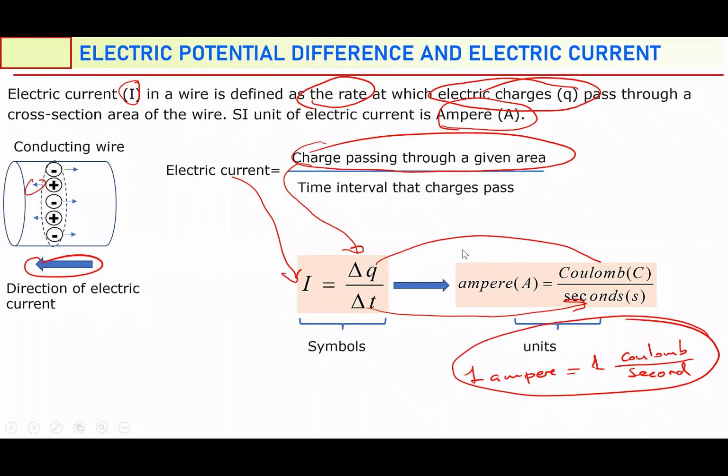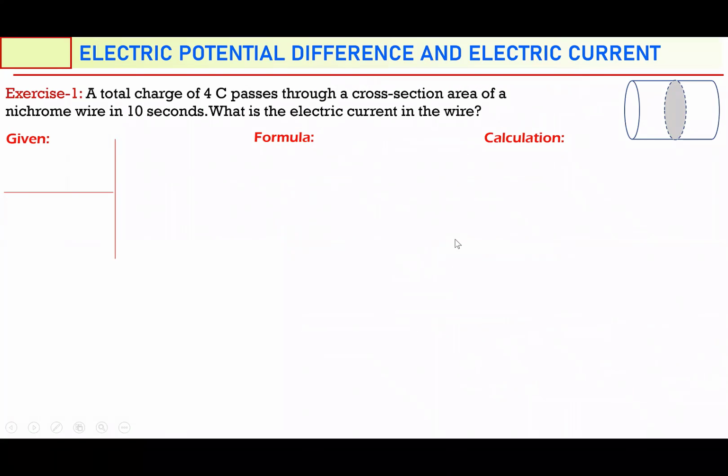Now, I will solve one very simple problem to make it understandable. Exercise. Say that a total charge of 4 coulombs passes through a cross-section area of a nichrome wire in 10 seconds. What is the electric current in the wire? The total charge that passes is 4 coulombs, which is delta Q. In how many seconds does this charge pass? In 10 seconds, which is delta t.